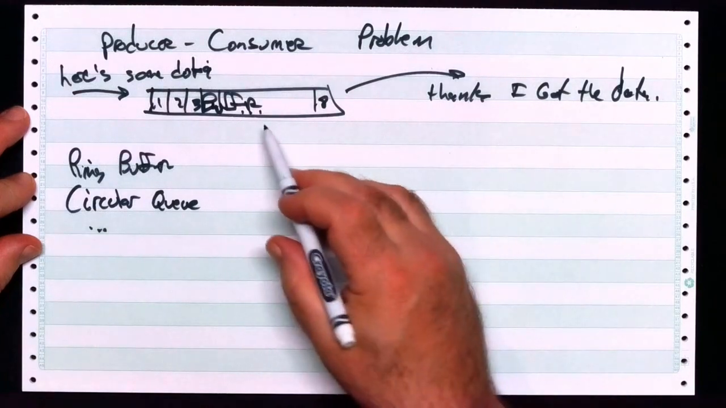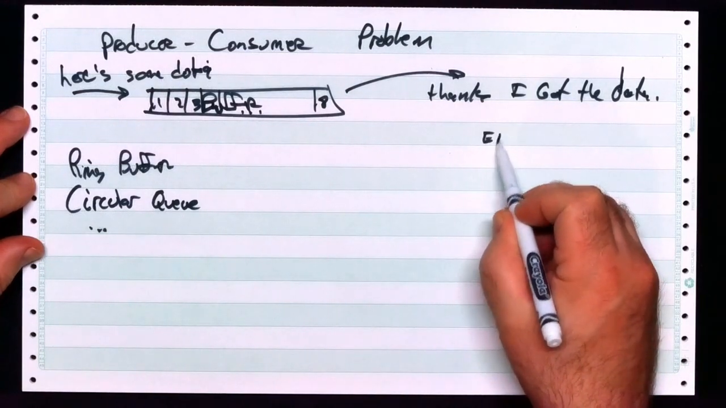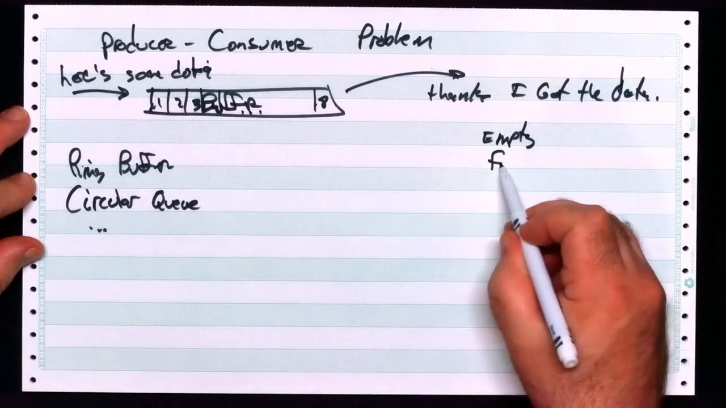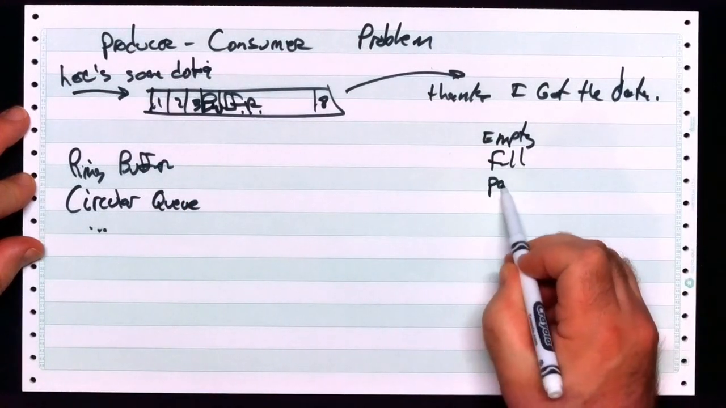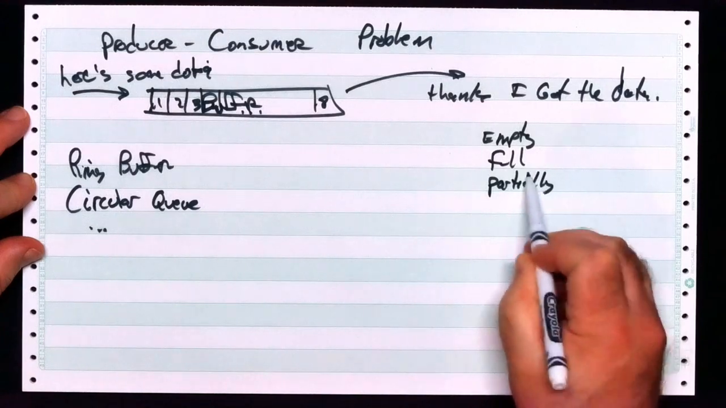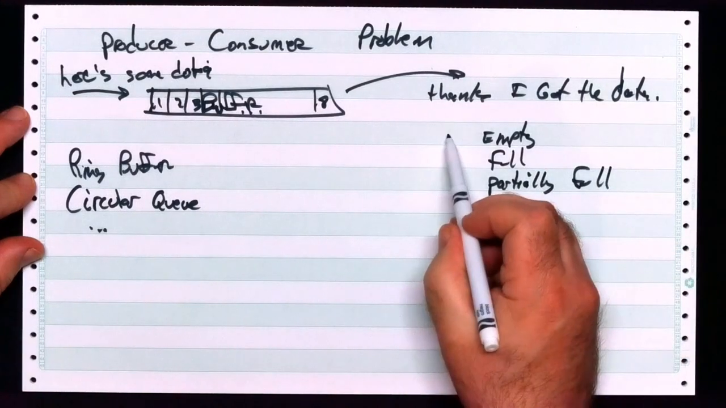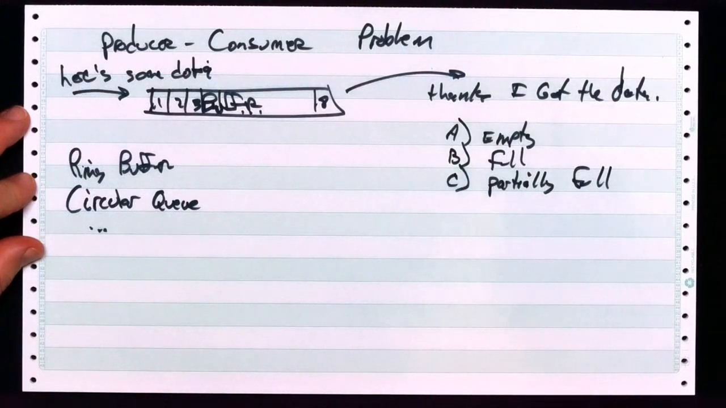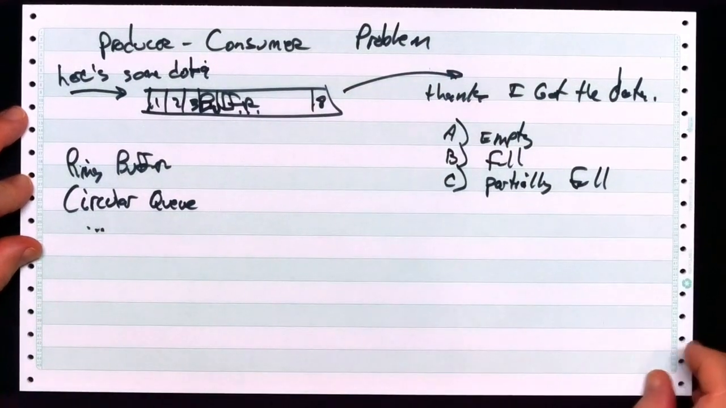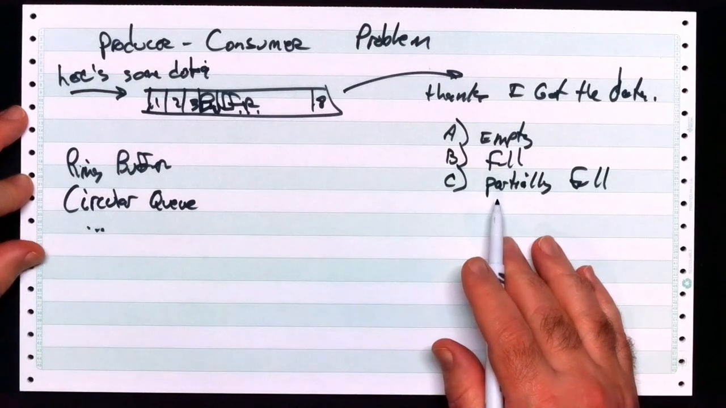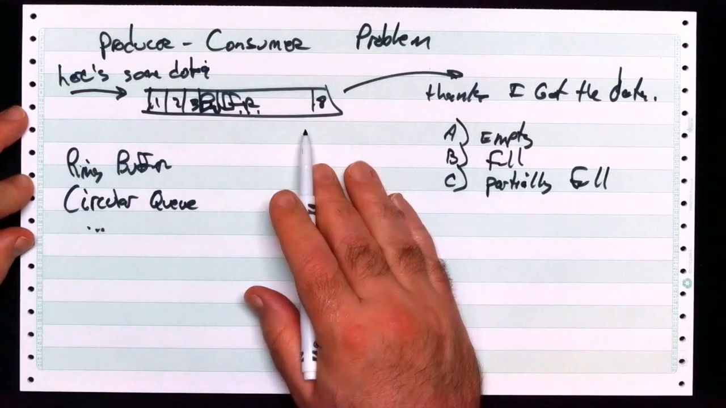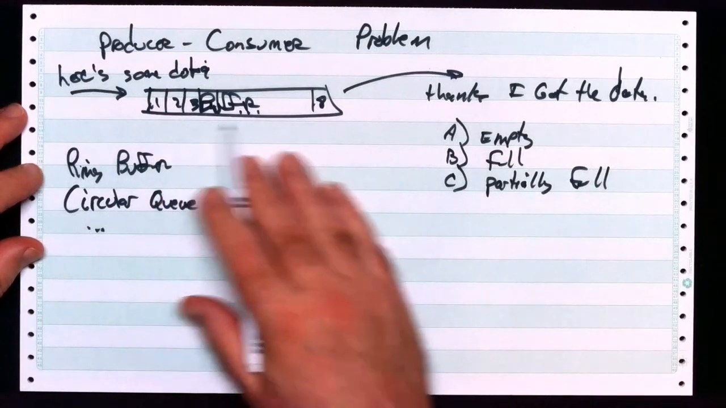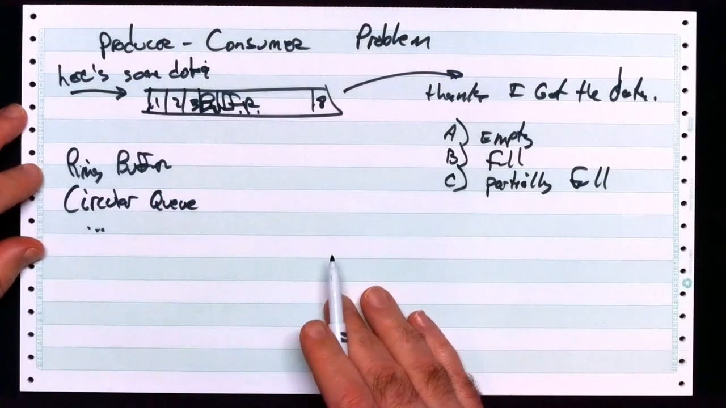So what do we know? Let's talk about the states of this buffer. The buffer can be empty, nothing's in it at all. It can be full, or it can be partially full. These are the three different situations we can be in. So we need to be able to know how to recognize and represent those. We need to make sure our program will work and not get stuck and confused when this is happening. So how are we going to do this?